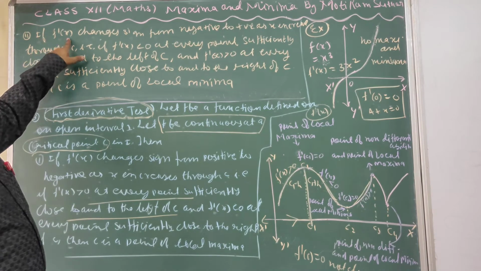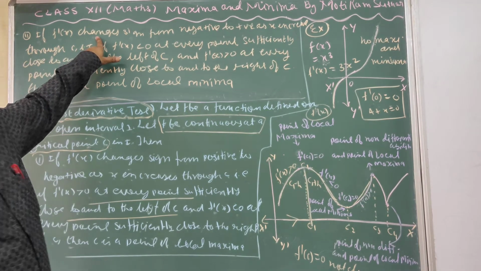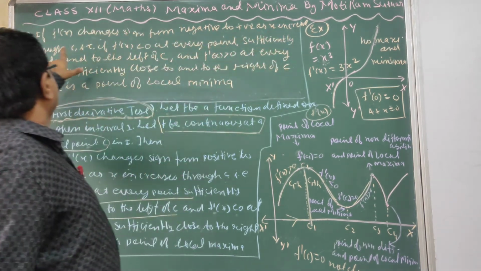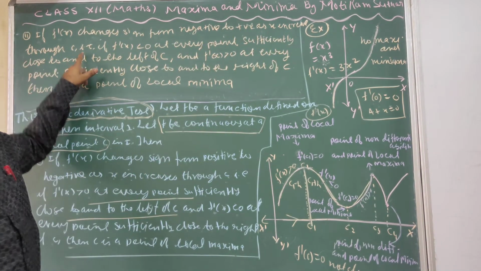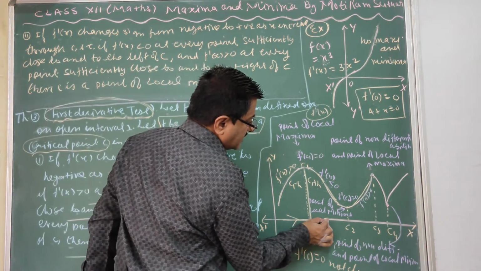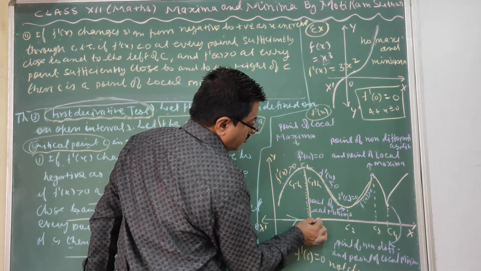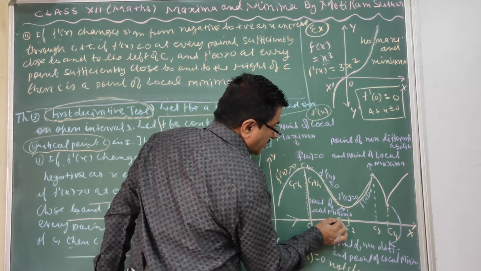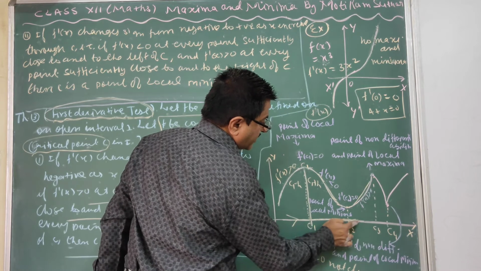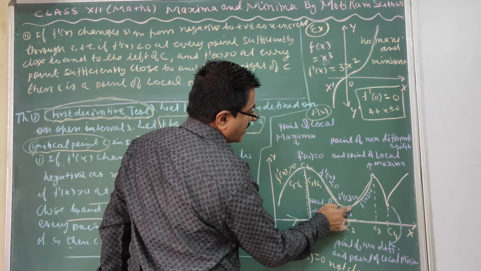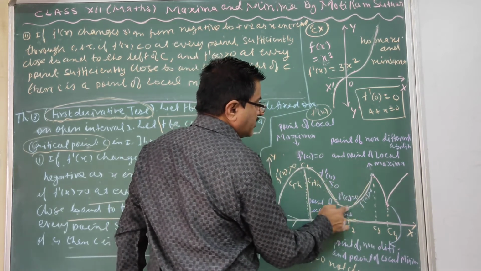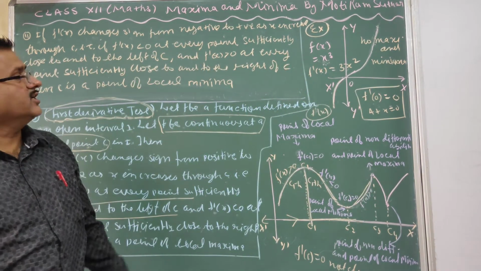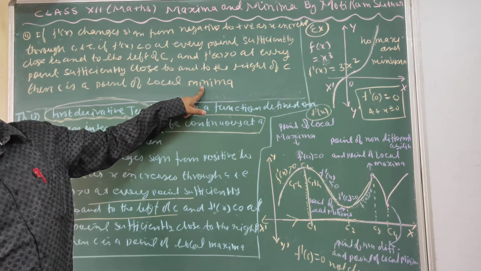So it says if f dash x changes sign from negative to positive as x increases through C. Increases through C means यहाँ से जैसे ही x आगे बढ़ता है, as we are increasing the value of x, ये तो C हमारा या C2 है. For this point crossing from left to right, the corresponding change in the derivative is from negative to positive. So that is known as point of local minima.